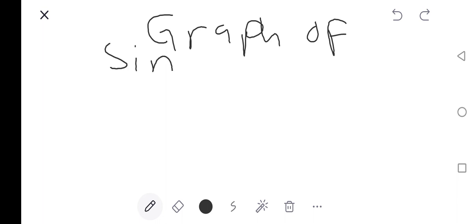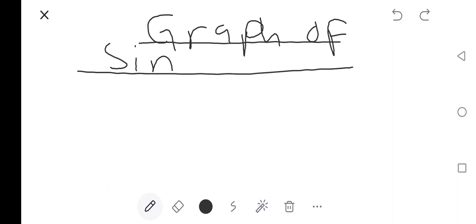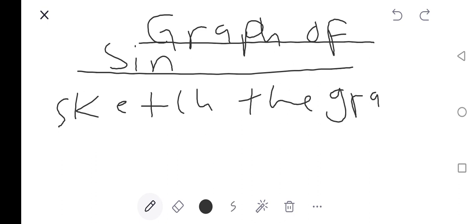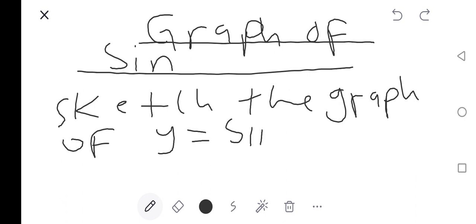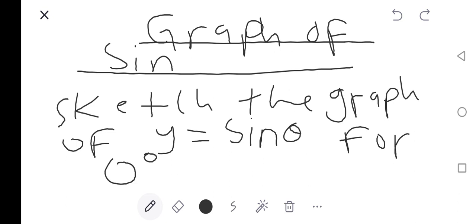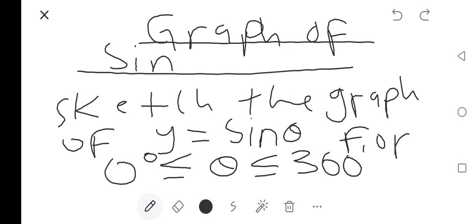So let's start with the graph of sine. We are going to look at an example which will say: sketch the graph of y equals sine theta for 0 degrees less than or equal to theta less than or equal to 360. Copy that question.